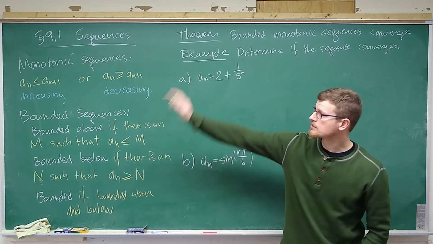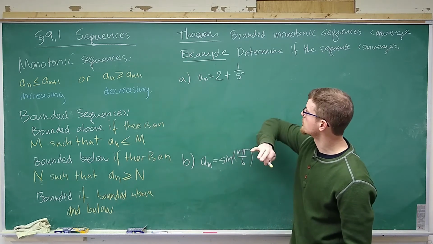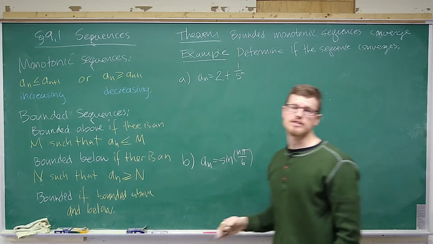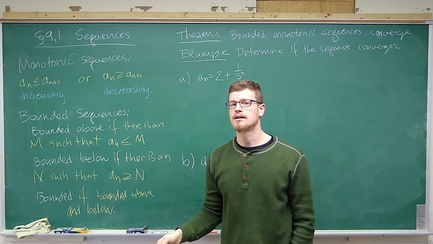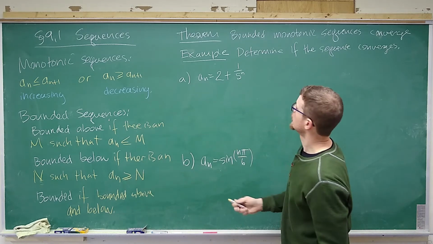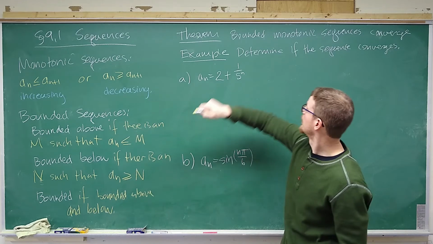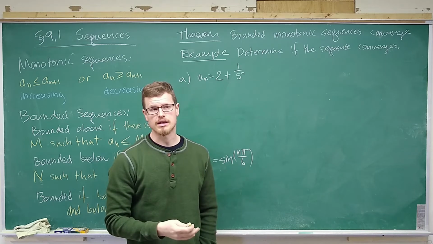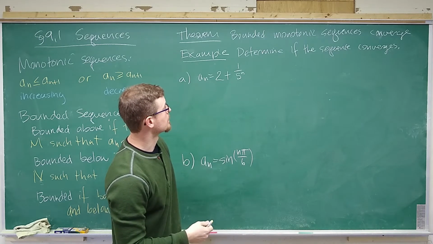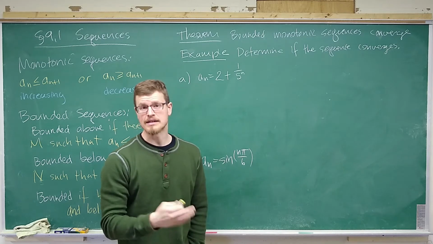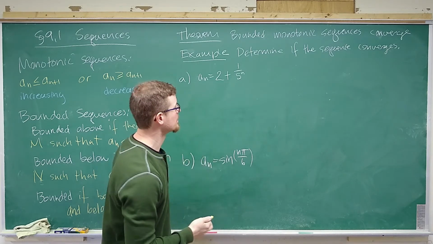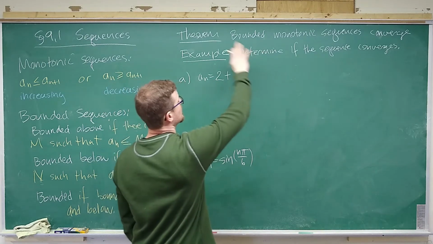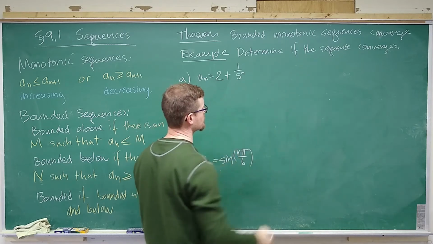Excellent. So that is monotonic sequences and bounded sequences. And our theorem puts these two ideas together. If a sequence is bounded and monotonic, then it must converge. What's quite convenient is that typically if something is bounded above and increasing, that allows us to also conclude that it's bounded below. But we can get more into that later. So, if a sequence is bounded and monotonic, then it converges.